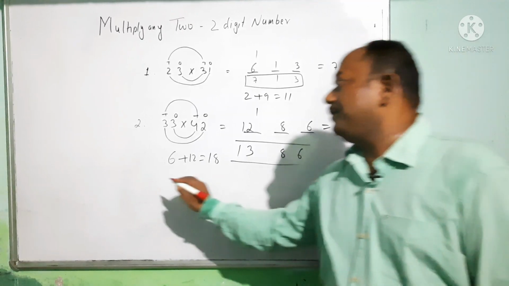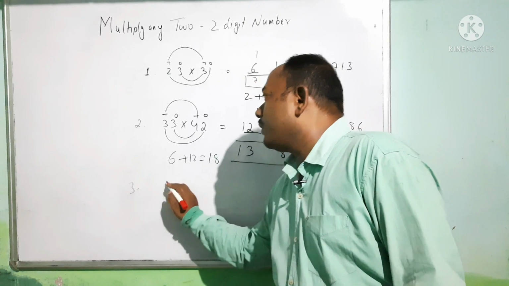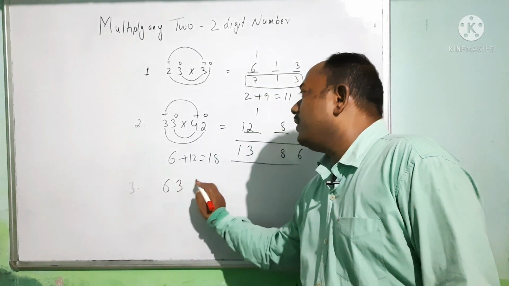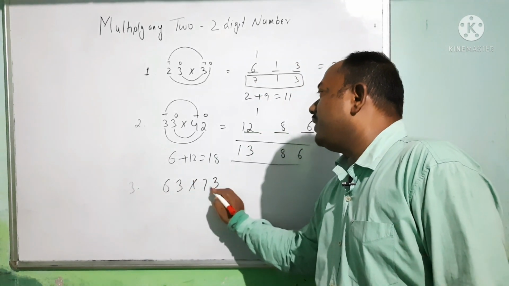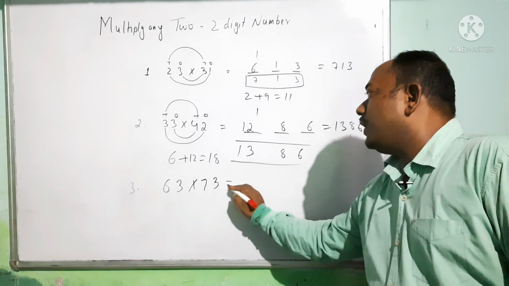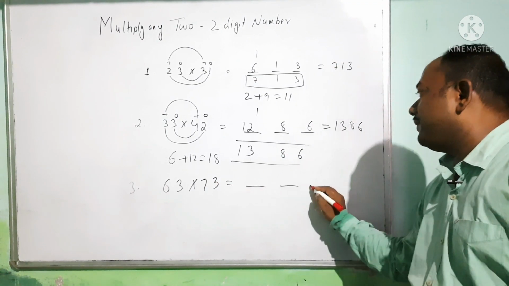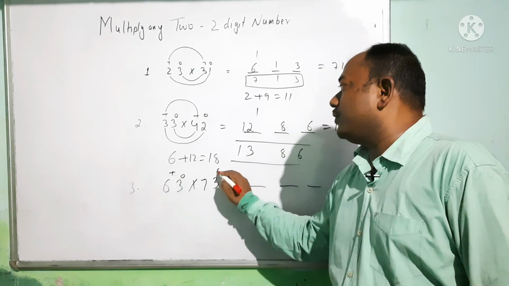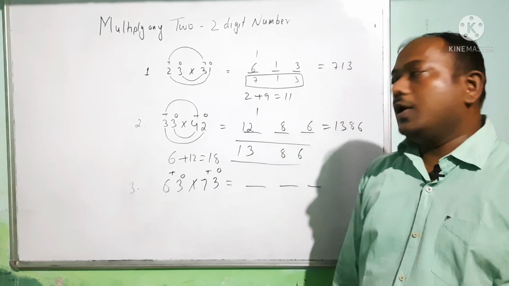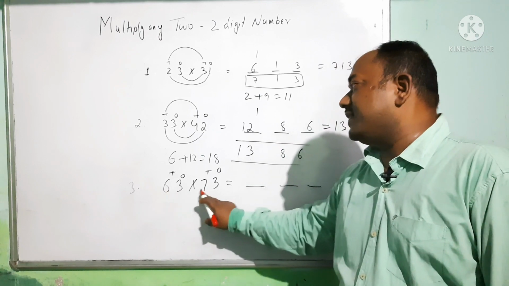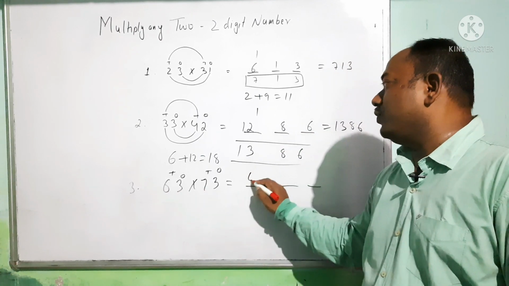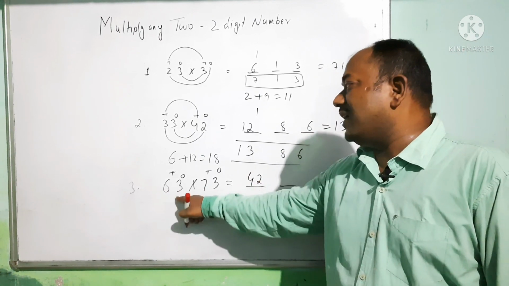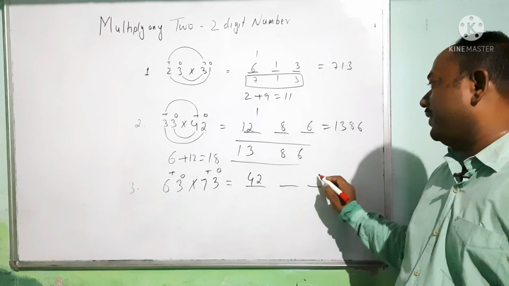Example 3, 63 into 73 equal to, give 3 dash. Write here ones, tens, ones, tens. Multiply tens with tens. 6 7s are 42. Multiply ones with ones. 3 3s are 9.